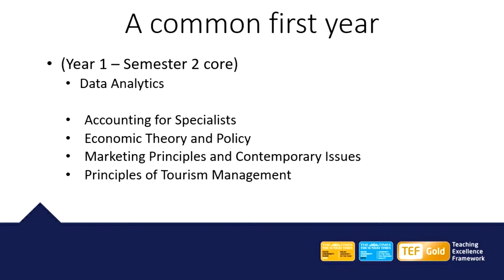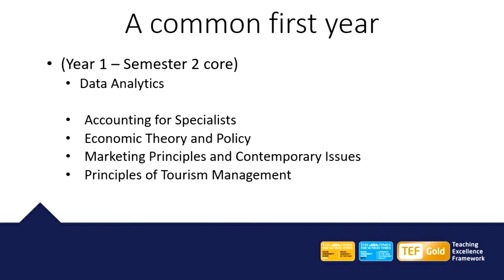Now, this is where it's slightly different. For accounting and finance students, you'll be doing accounting for specialists, and then you have the choice of taking either economic theory, marketing, or tourism. If you're doing economics, you will have to do economic theory and policy, and then you have to choose one of accounting, marketing, or principles of tourism. Business finance basically has no choice. You have to do data analytics, accounting for specialists, and economic theory and policy.